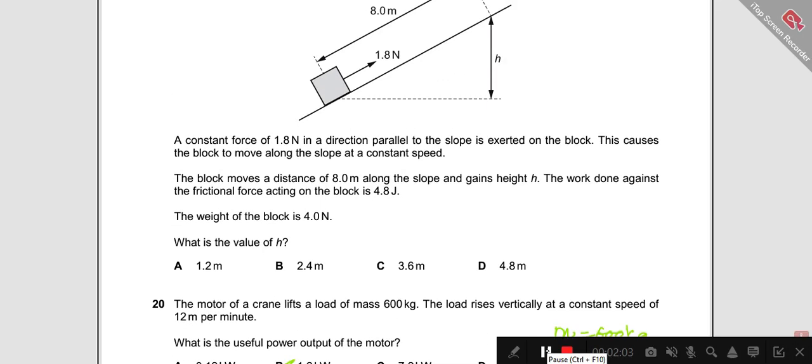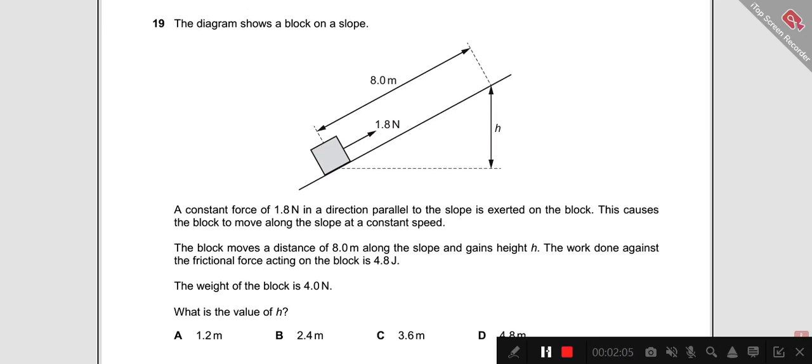Then it says the diagram shows a block on a slope which is inclined. A constant force of 1.8 Newton in a direction parallel to the slope is exerted on the block. This causes the block to move along the slope at a constant speed. The block moves a distance of 8 meters along the slope and gains height h. The work done against the frictional force acting on the block is 4.8 joules. The weight of the block is 4 Newton. What is the value of height?